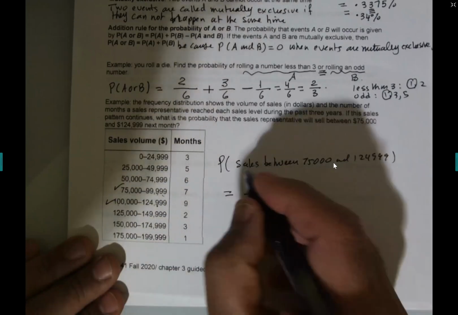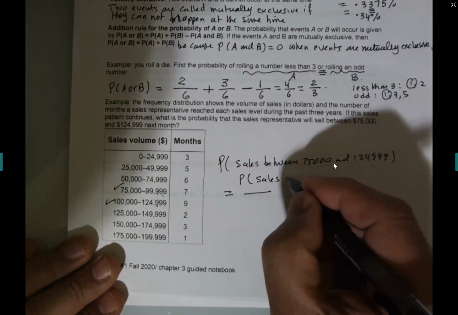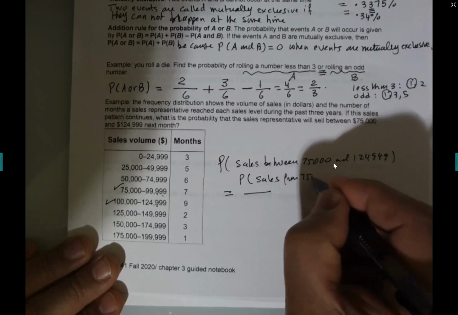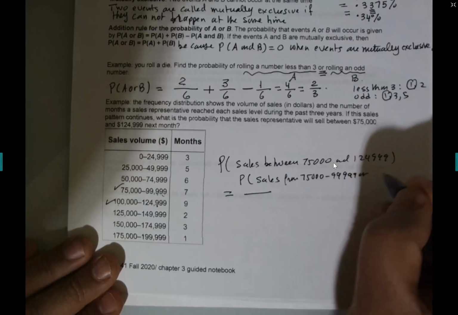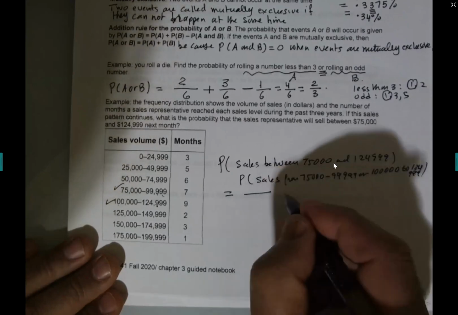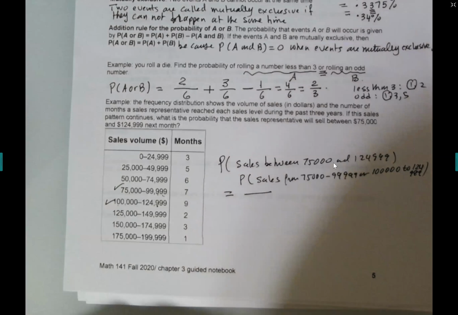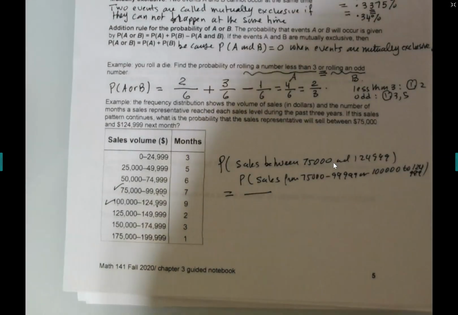So it will be the probability of sales from 75,000 to 99,999, or 100,000 to 124,999. So what would be the answer, guys? It's an or now, so it's an addition rule. Can you help me out now, figure out the answer? So what's the probability of sales from 75,000 to 99,999? So you would add those together?